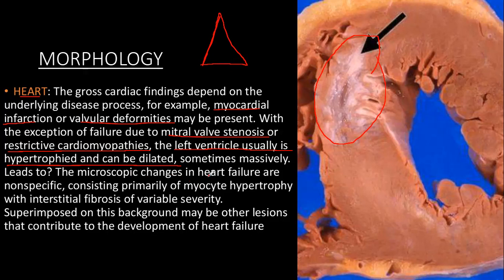Now, the microscopic changes in the heart are non-specific, and they will be myocyte hypertrophy with interstitial fibrosis. Okay, then superimposed on this background may be other regions that contributed to the development of the heart failure, such as this scar tissue from a previous myocardial infarct.